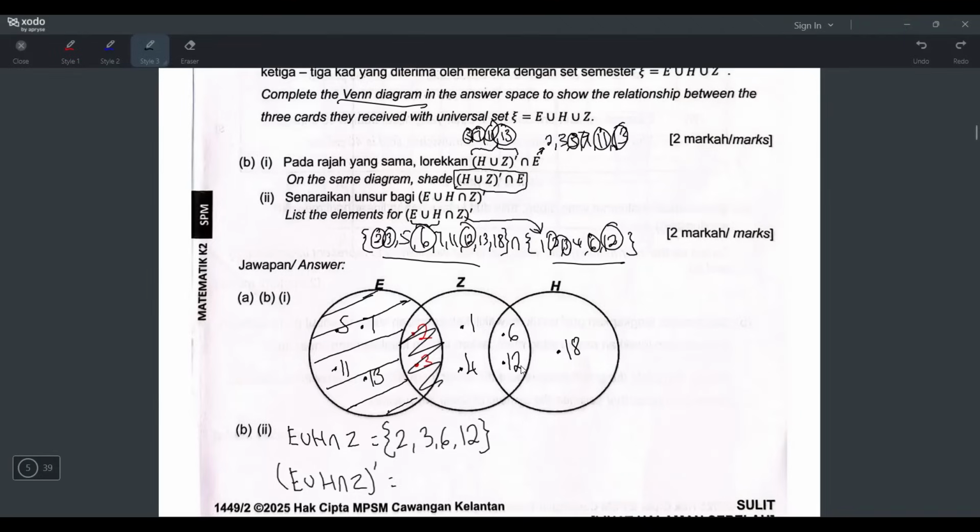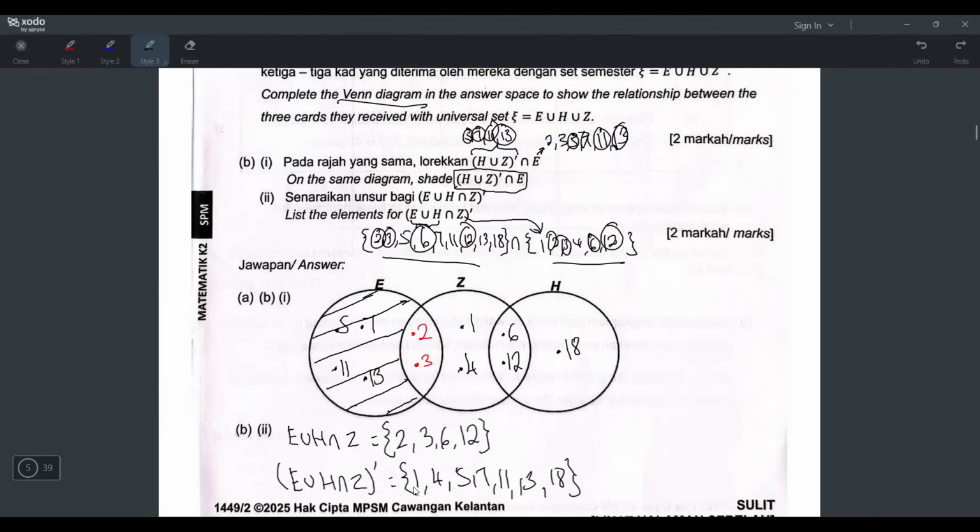Okay, so we can just look at the arrow diagram. Kita boleh nampak ambil semua kecuali 2, 3, 6, 12. So it will be 1, followed by 4, followed by 5, 7, 11, 13. And then the last one will be 18. Except 2, 3, 6, 12, right? So, and then put curly bracket.